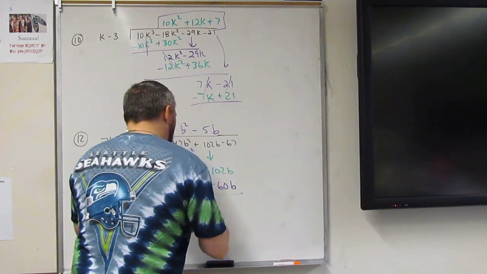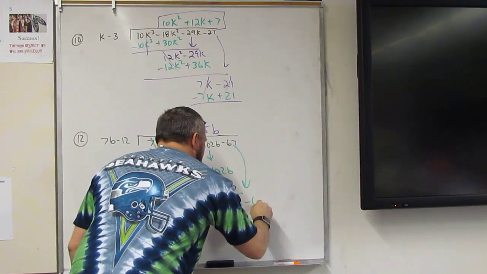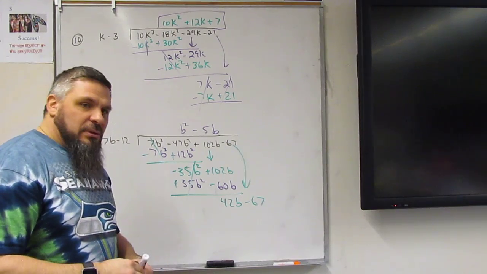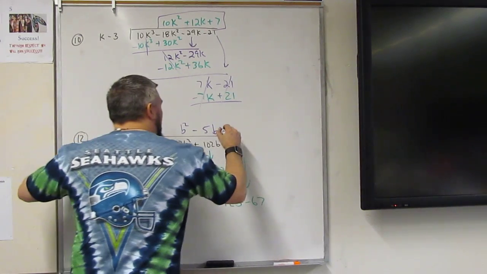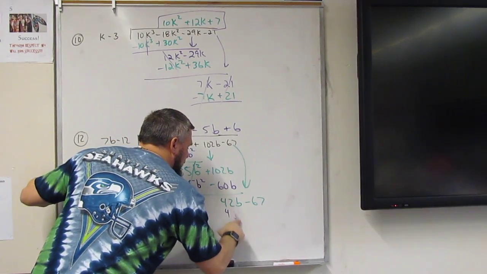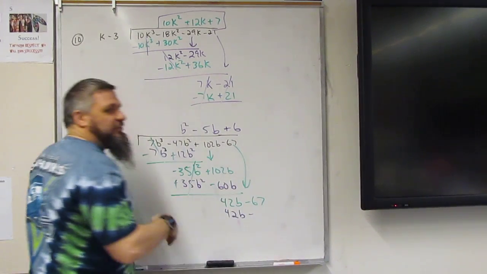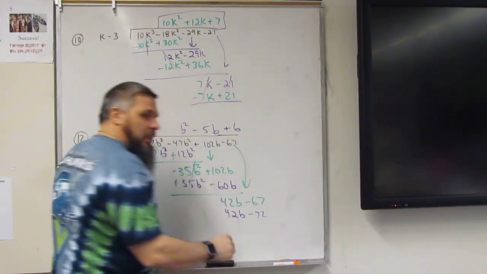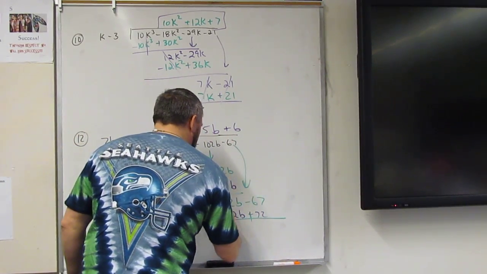Right? So 42b, and then this comes down, minus 67. Right? So what times 7 is 42? 6. Yes. So plus 6. Because 6 times 7b is 42b. And 6 times negative 12 is negative 72, right? And then we draw the line, change the signs.